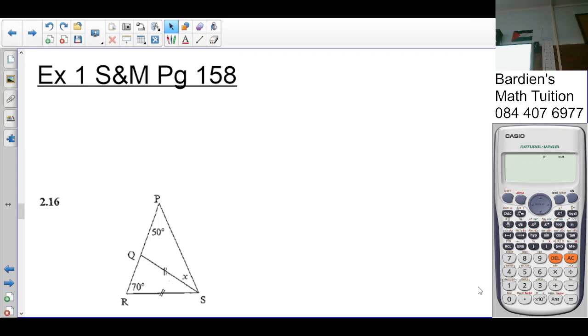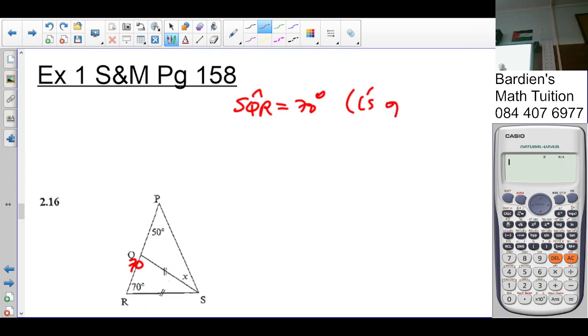Question 16. Where do we start? If QR... SQR, yes? 70. Why? Right, so yes, this is a good start. So you can simply add that to 70. So you say SQR is equal to 70 degrees. Angles opposite equal sides. Okay. Now what?